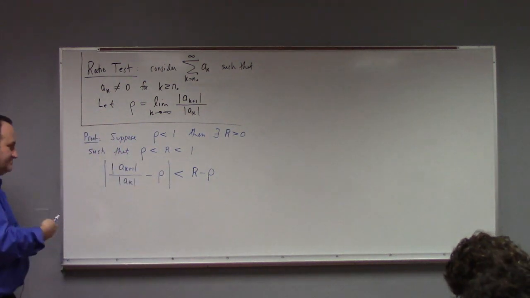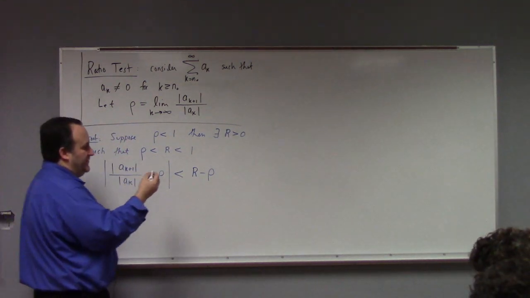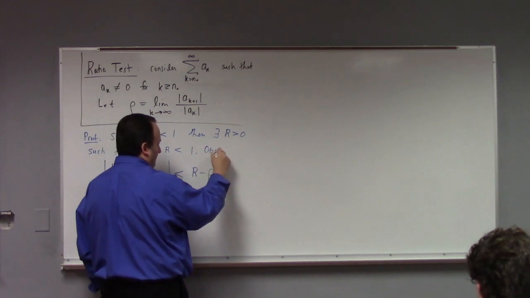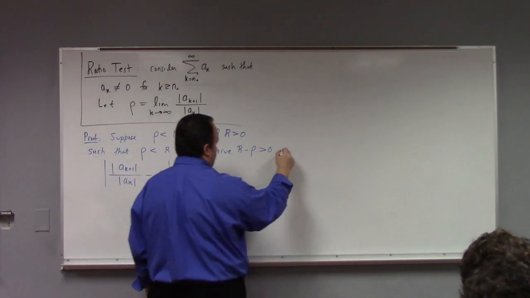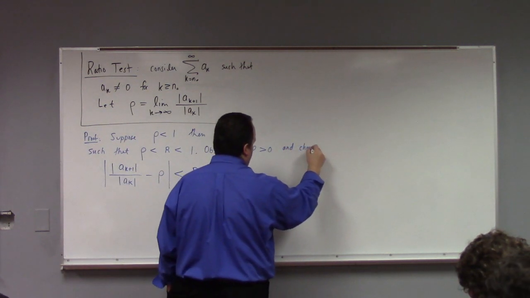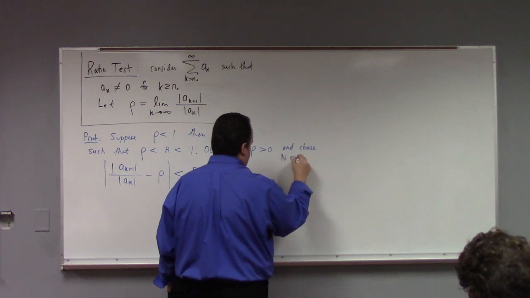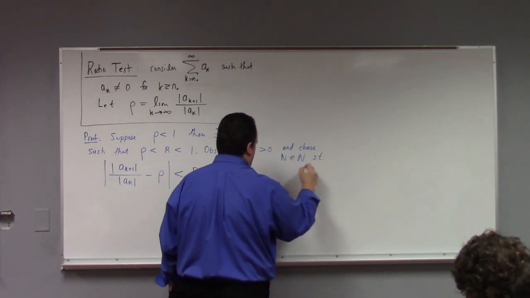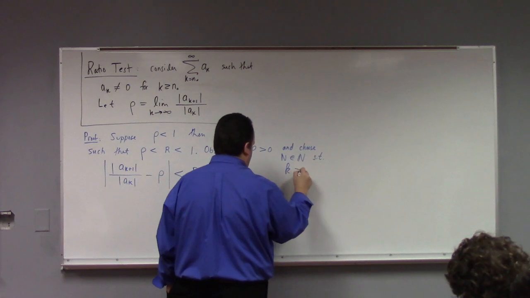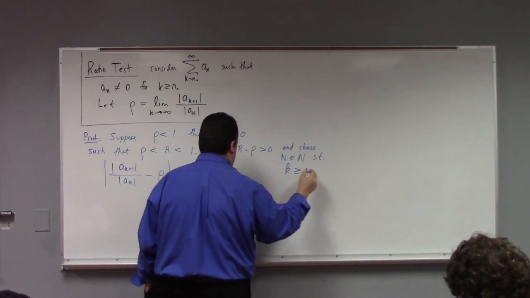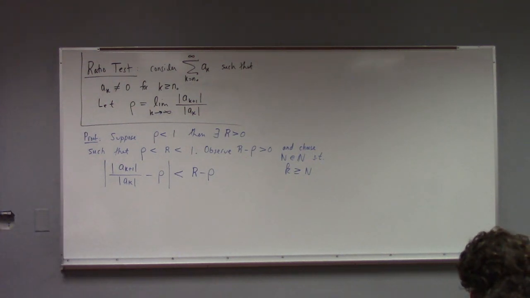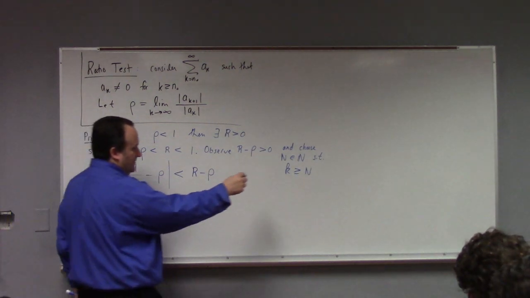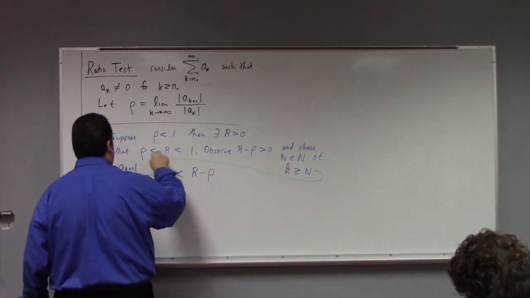Let me finish my sentence here. Observe r minus rho is positive, and choose, let's say n in the natural numbers such that little k greater than or equal to n implies this. Let me draw an arrow of thinking. So I'm saying this, and then, sorry, bad formatting on my part, implies that.